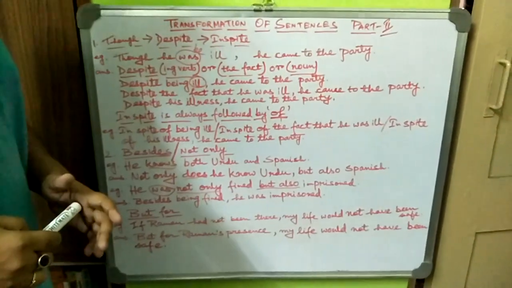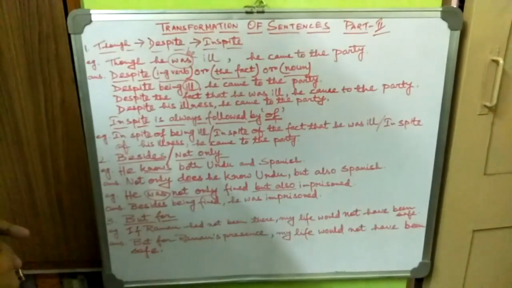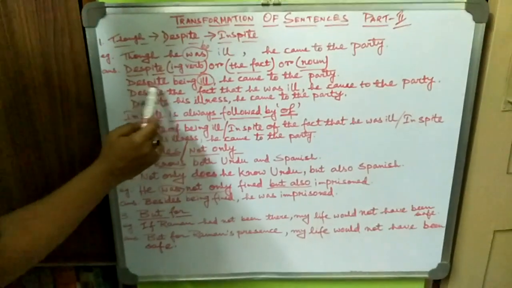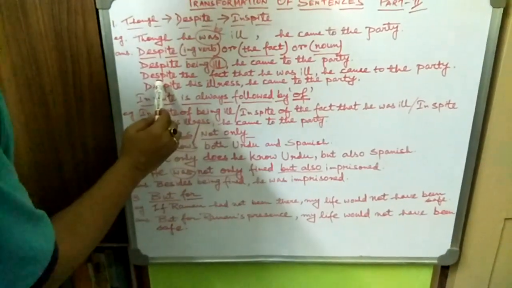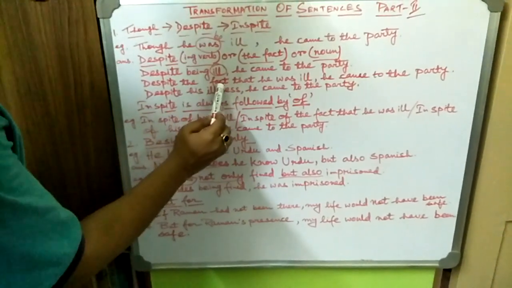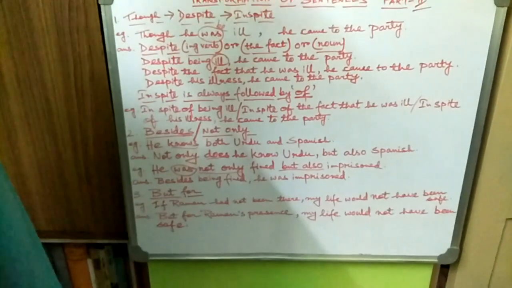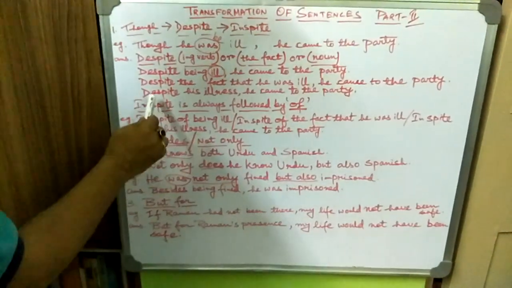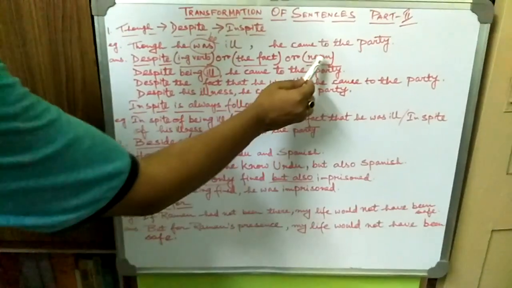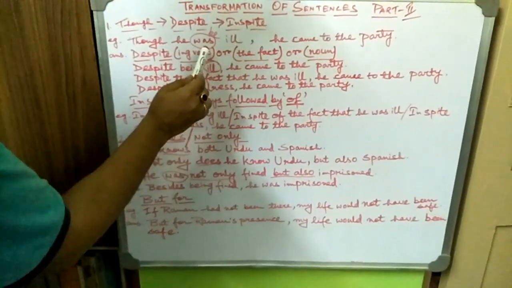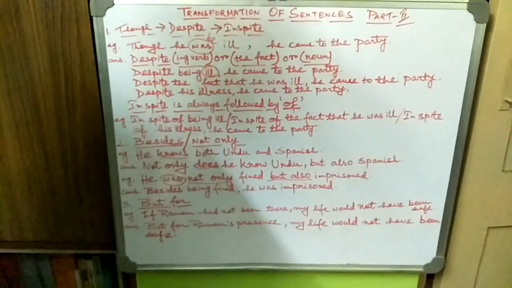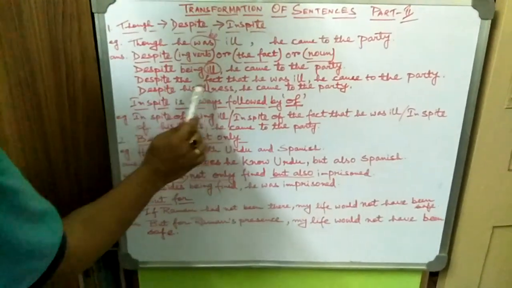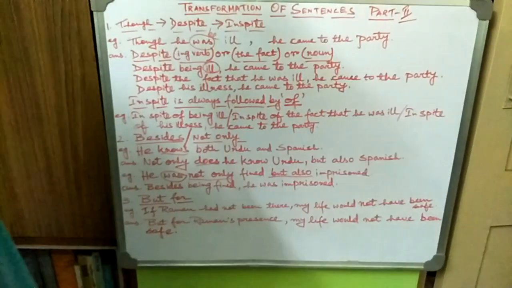Then we can use despite in a sentence in the next manner also. Begin the sentence with despite and put the fact: despite the fact that he was ill, he came to the party. Next method: after despite, we can put the noun. Despite, then the noun form of the word given. The noun form of ill is illness. Despite his illness, he came to the party.